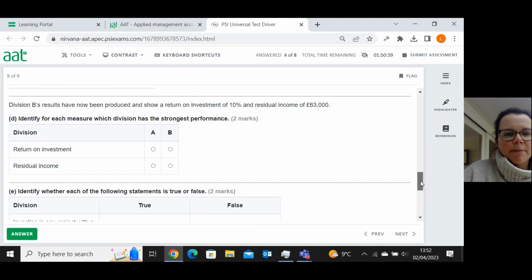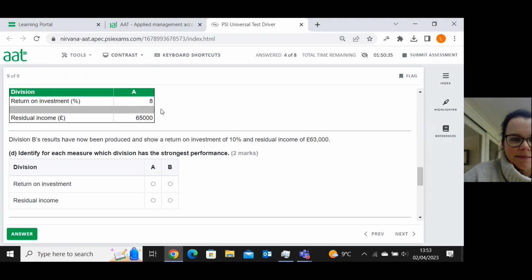Division B's results have now been produced and show a return on investment of 10%, that's higher, and a residual income of 63, which is lower. So return on investment, obviously 10% is better than that, so B is better. Residual income, A is better.